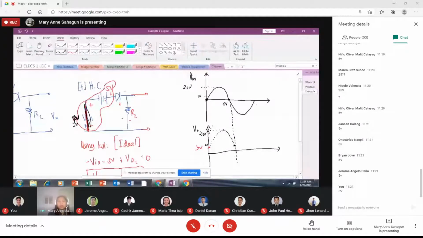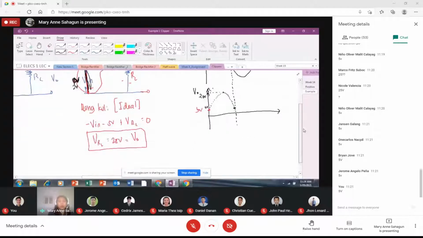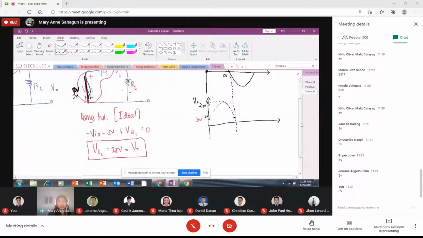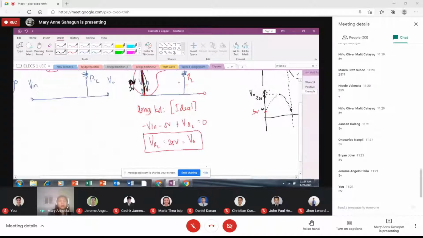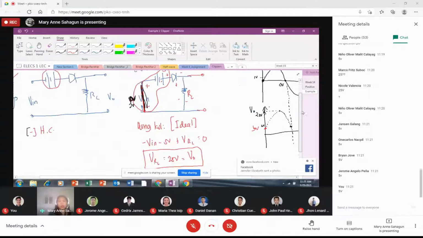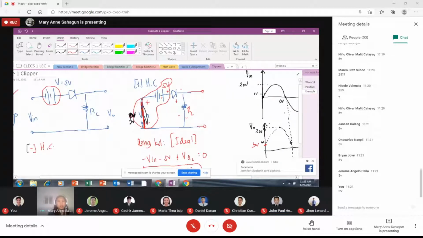So, sabi natin dito, during the negative half cycle, let's analyze during the negative half cycle because we only analyze using the positive half cycle. So let's have here during the negative half cycle what happens. So during the negative half cycle, what happens now is, let me just redraw the circuit.